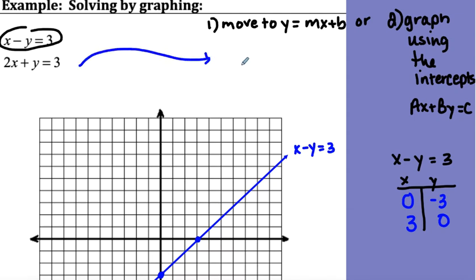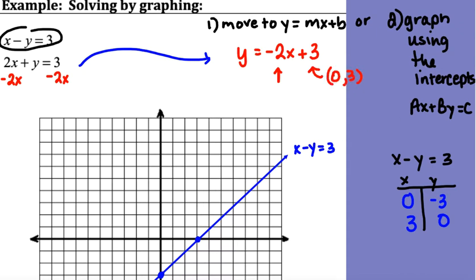So I'm going to do this one in red. To do that, I would have to subtract 2x to the other side. So I get y equals negative 2x plus 3. My slope is negative 2, and my y-intercept is (0, 3).